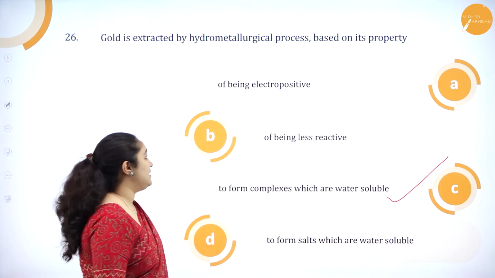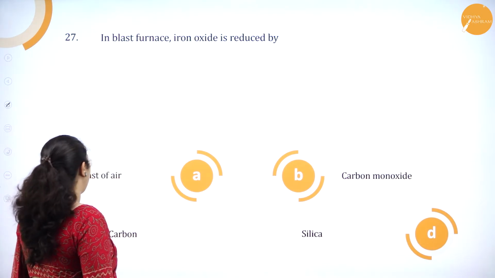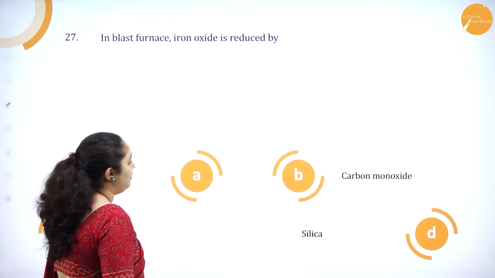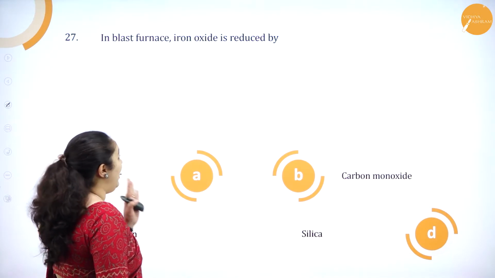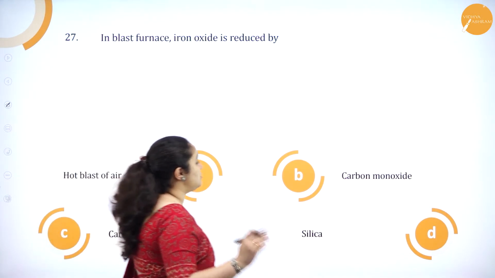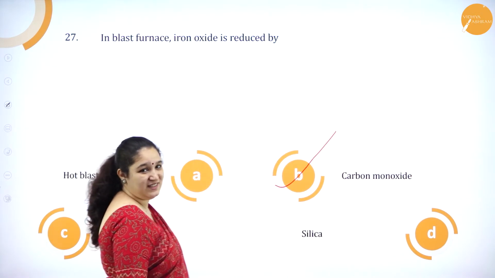Next question. In blast furnace, iron oxide is reduced by hot blast of air, carbon monoxide, carbon, silica. Iron oxide is reduced by carbon monoxide. We have studied this, isn't it?